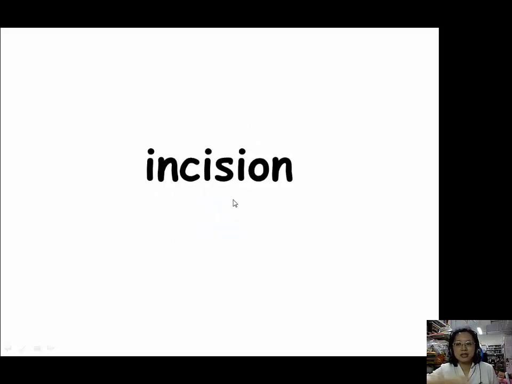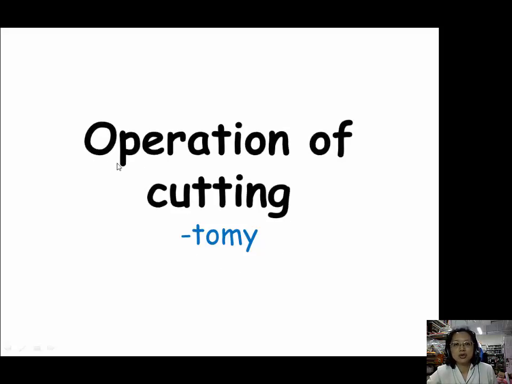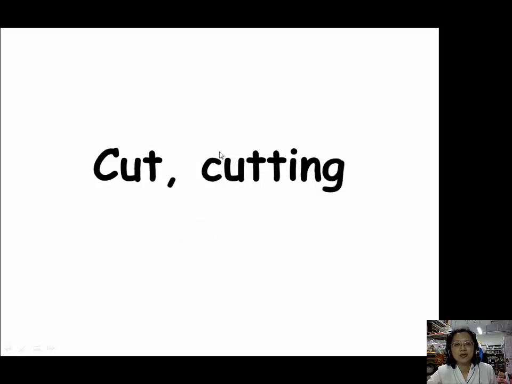For incision, cut in, we use this suffix tomy, T-O-M-Y. And the same suffix can be used to describe the operation of cutting. And instrument for cutting is the suffix T-O-M-E. For cut or cutting, the action of cut or cutting, we could use these two prefixes, sect, S-E-C-T or tom, T-O-M.